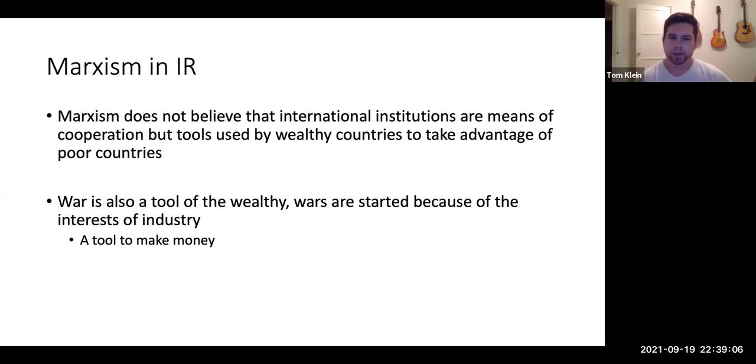They also point to war and say war is a tool of the wealthy. Wars are started because of the interest of industry. Wars are a tool to make money, right? Kind of the idea behind the military industrial complex, that you have certain industries in powerful countries whose advantage is for that country to be in war because they can mass produce guns, bullets, bombs, planes, everything. And war is extraordinarily expensive and extraordinarily lucrative for some companies, right? What's the famous saying? Bombs are the perfect product. They're expensive as hell and you only use them once, right? So they really harp on that military industrial complex.